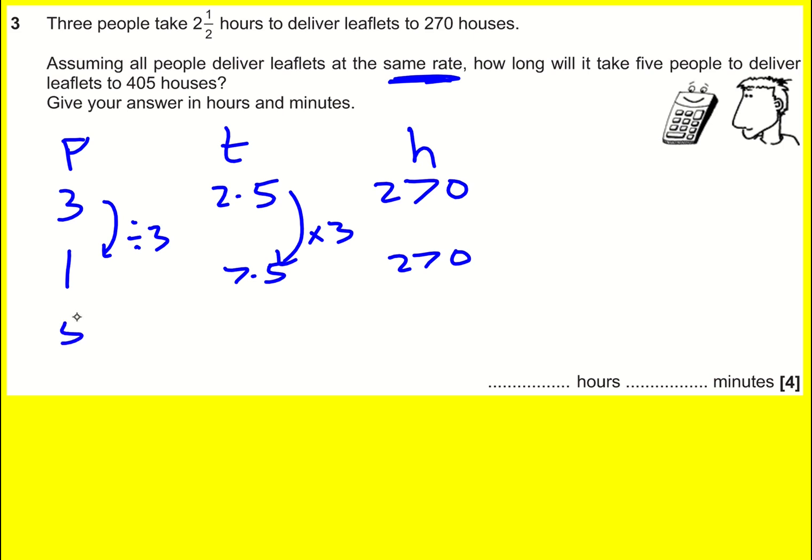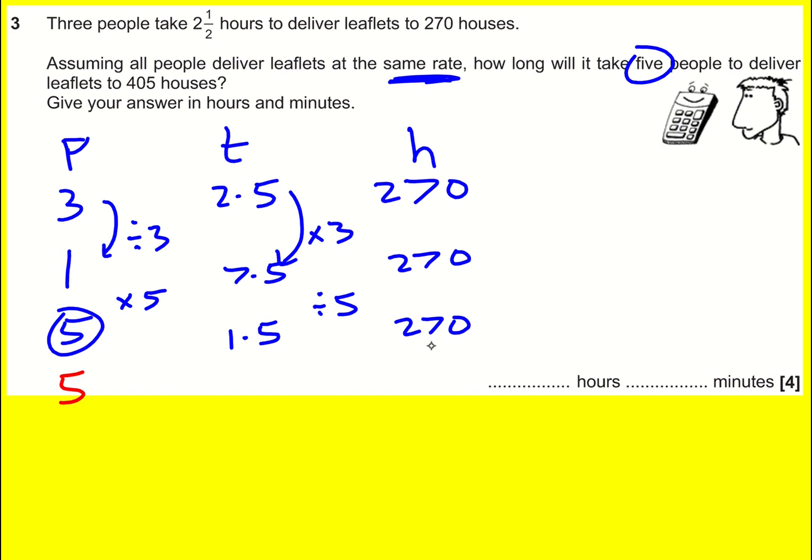That means it's going to take 5 people. Now I'm going to times by 5 here, so I'm going to divide by 5 here, and that's going to be 1.5 hours to do 270 houses. Brilliant. I've got the 5 people, so now I don't want to mess with this. I want to keep that one as it is. I'm not going to do anything with that one now, but I want to change it to 405 houses.